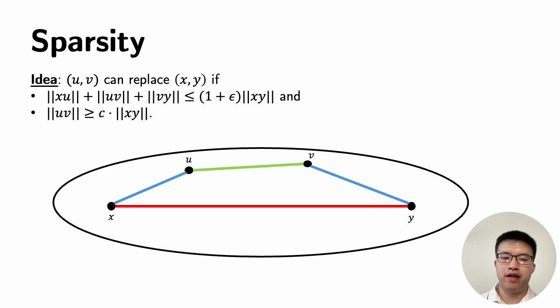So now a pair UV can replace an edge XY if it satisfies two conditions. The first one is there's a good approximation path from X to Y across UV, meaning that XU plus UV plus VY is less than 1 plus epsilon times XY. And the second condition is the length of UV is comparable to the length of XY.